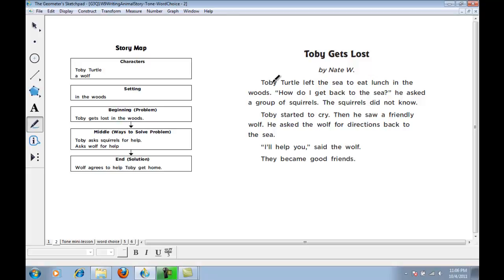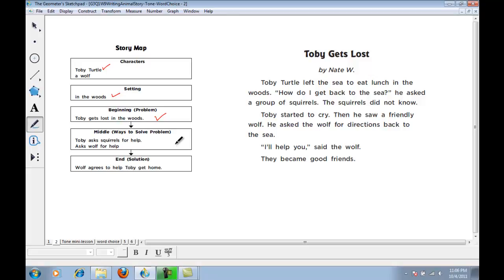We can see here at the beginning, Toby Turtle left the sea to eat lunch in the woods. We mentioned the character Toby Turtle, and we mentioned the setting, which is in the woods. And that also states our problem, which is Toby gets lost in the woods. All of that is right here at the beginning.